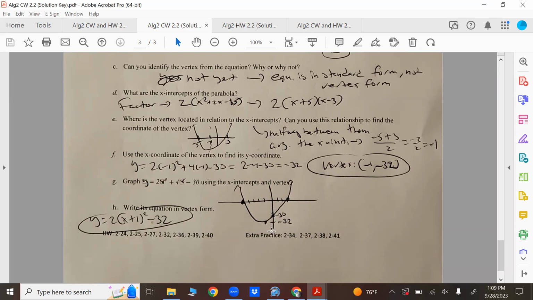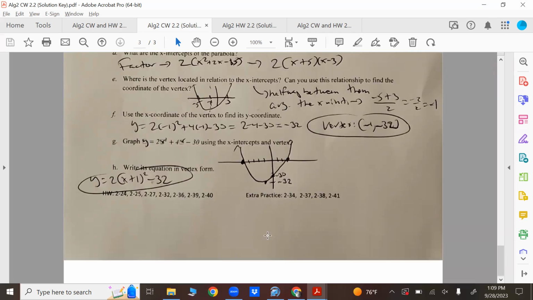I have my graph, and then I can state the vertex form, and the A values stay the same between the two. Between standard form and vertex form, they stay the same. So that's the lesson in a nutshell that I did in about 3 minutes or 4 minutes.